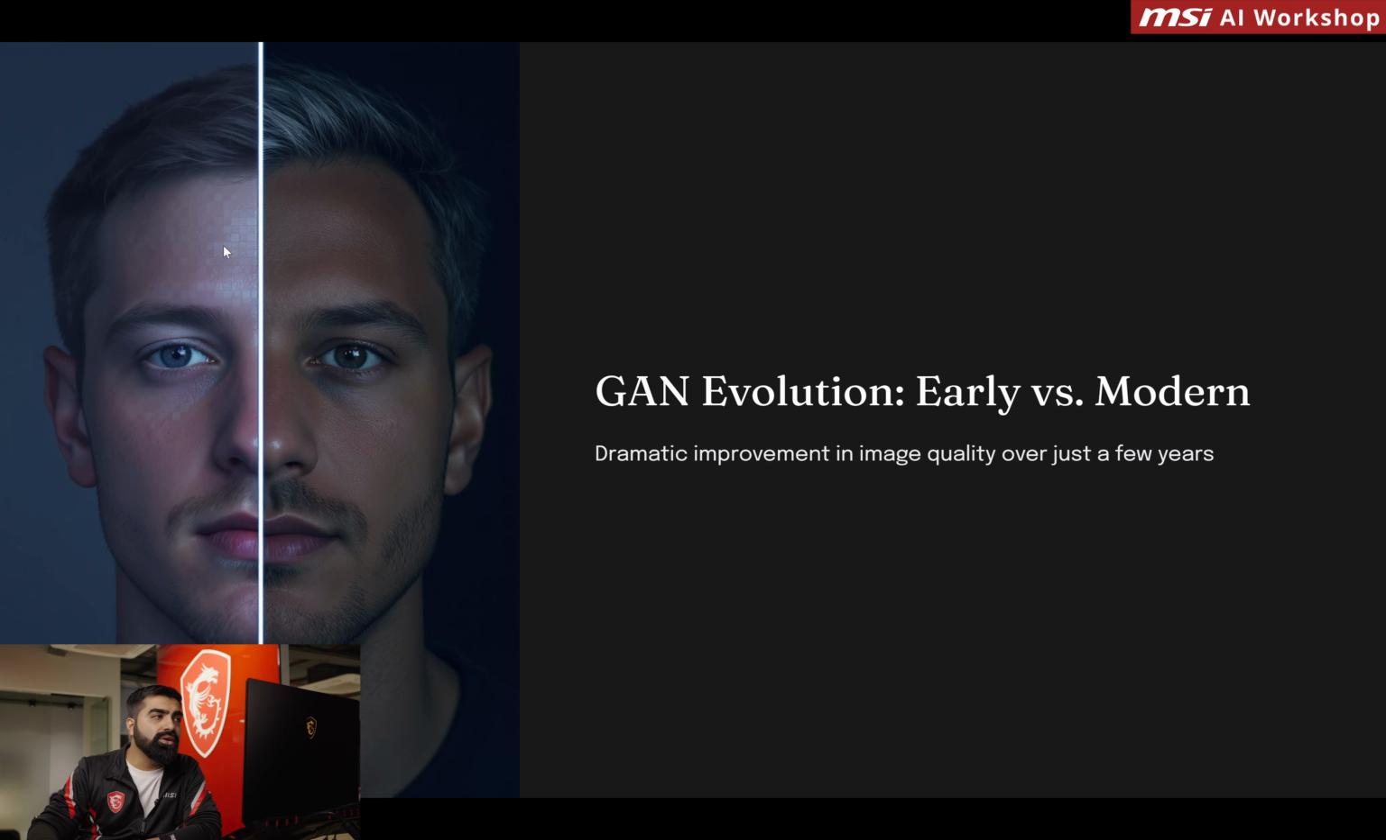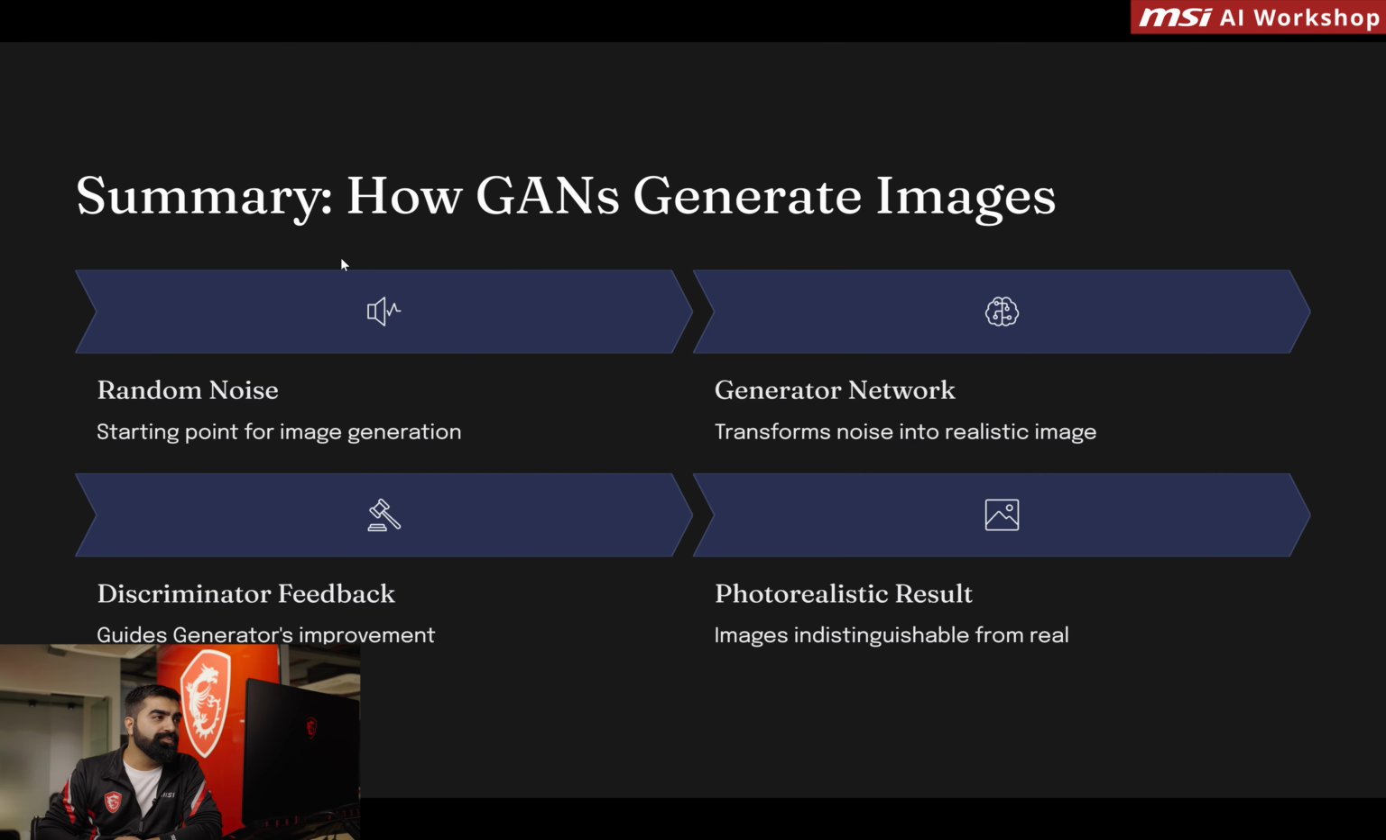You can see the pixels and everything which are visible. And then towards the right, you can see the way modern GANs look, right? The skin tone, the textures and everything, they look way more clear.